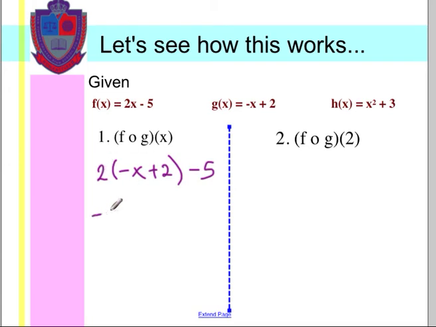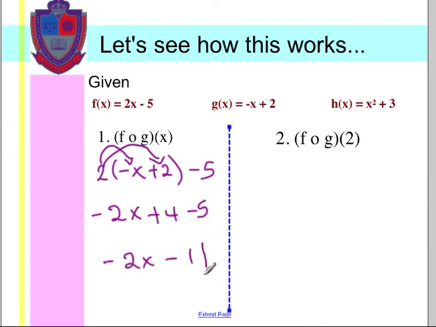I will distribute. This becomes negative 2x plus 4 minus 5. Remember, I distribute over. Now, combining like terms, I get negative 2x minus 1. So this is f of g of x.